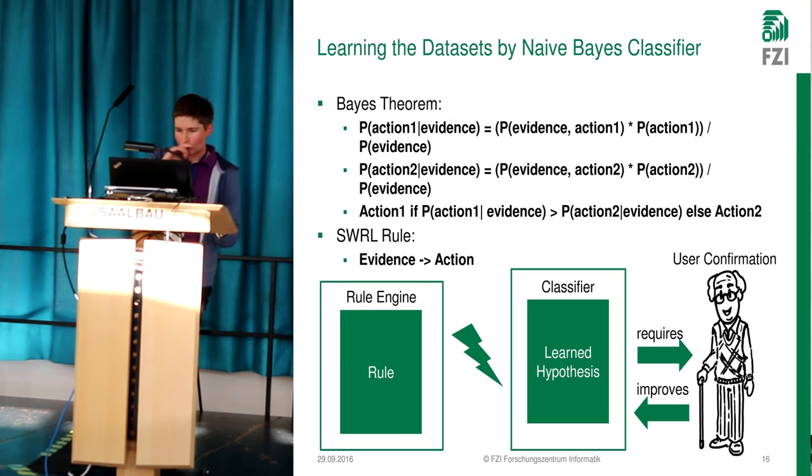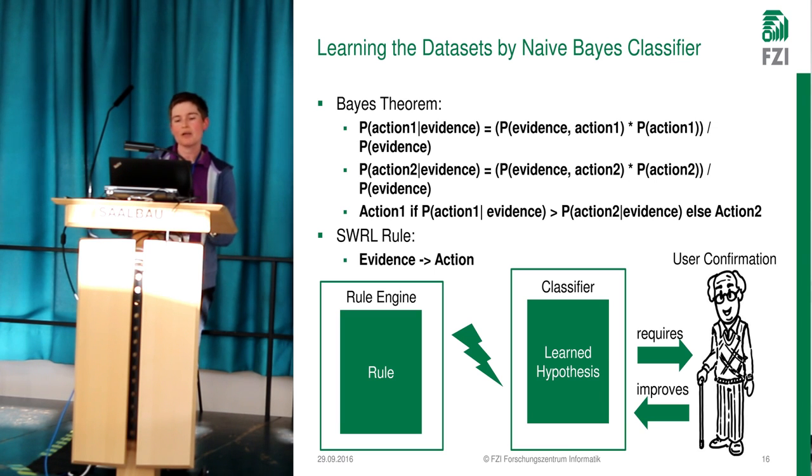And we have chosen an appropriate machine learning approach, in this case a very simple one. It's the naive Bayes classifier, which is based on the Bayes theorem. It's a probabilistic approach. In this case, we compute in the classifier the probability of an action given some evidences in the environment.